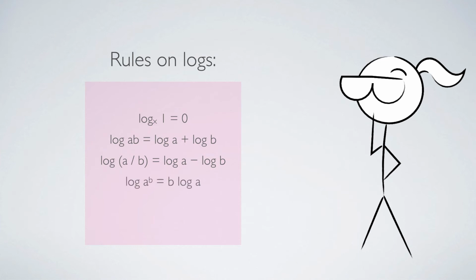If I have the log of a raised to the power b, I can rearrange this to be b log a. And the log of 1 over a, I can rearrange to be minus the log of a. If you think about this, this final one makes sense because the log of 1 over a would be the same as the log of 1 minus the log of a. And I started this by saying the log of 1 is always 0.